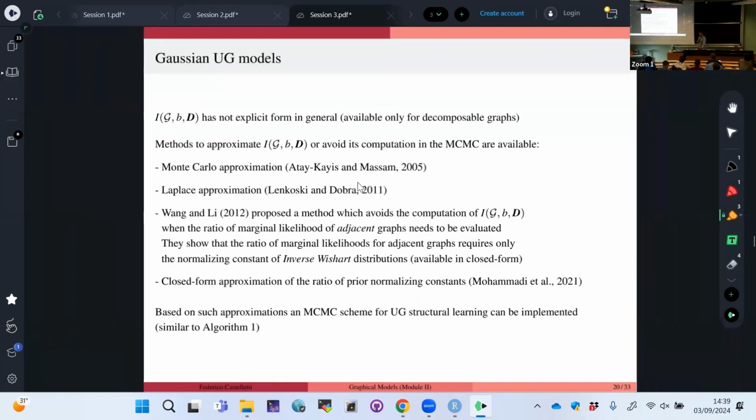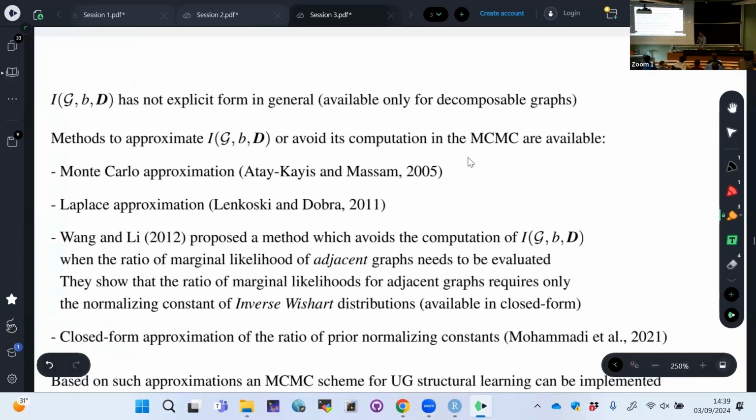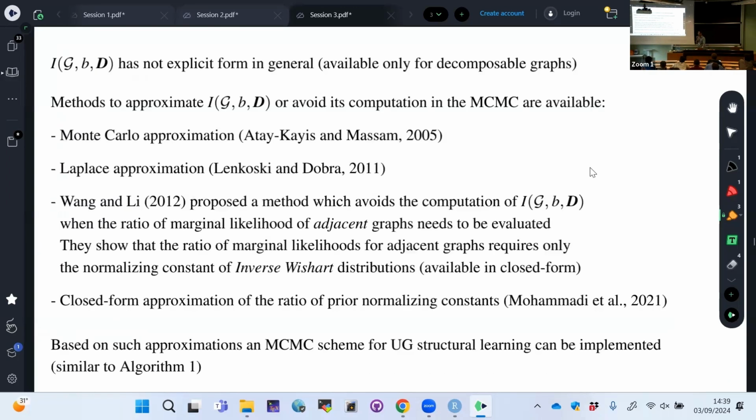The main issue now is that we don't have an explicit form for this normalizing constant, because there is no explicit solution for the integral that we wrote before. Actually, there is, but only if the graph is decomposable. This is exactly what is also reported in the paper by Dawid and Lauritzen that I mentioned before. If the graph is decomposable, we can compute it analytically, compute the marginal likelihood, and go back to our MCMC scheme. But if we want to consider more general undirected graphs, there is in general no analytical solution.